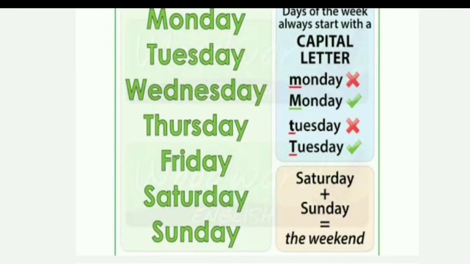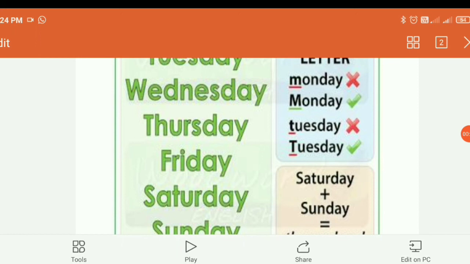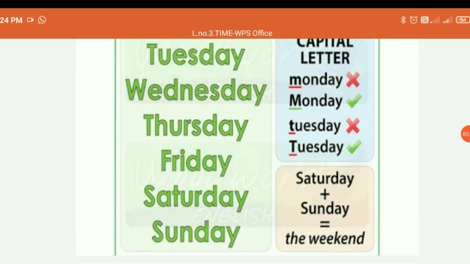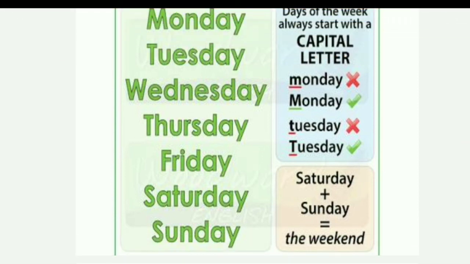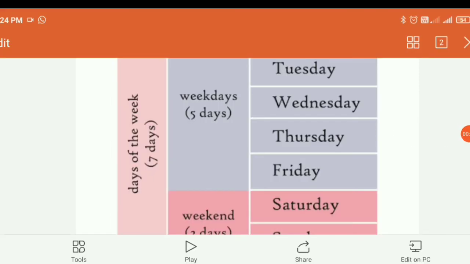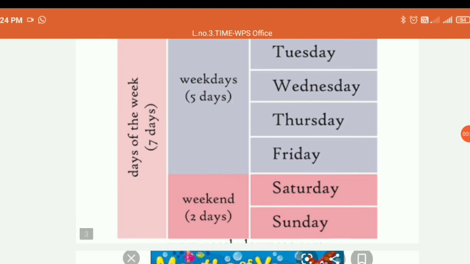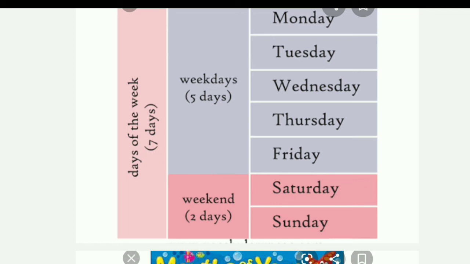Look at the summary of this lesson, the time lesson. Children, in the first session we have learnt about the days of the week. Children, please learn all the 7 days of the week, and we should always write the days of the week in capital. Okay? You can see here there are the 7 days of the week. 5 days are the weekdays and the Saturday and the Sunday are the weekend.